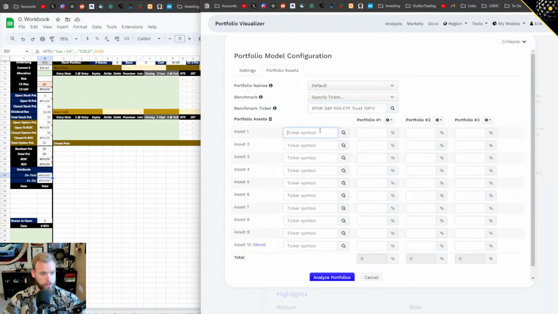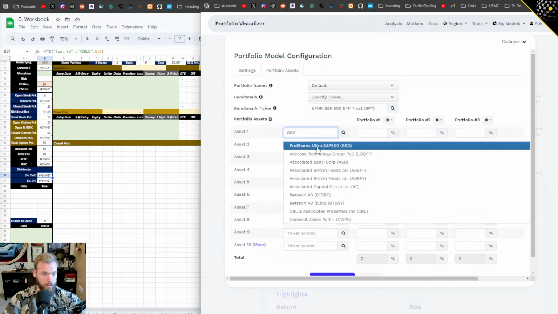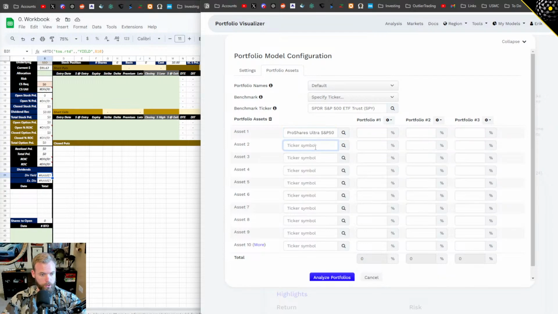So what we're going to do is we're going to drop something like SSO. Then we'll drop, we can only do 3 portfolios. So let's do SSO, let's do UPRO, and then actually, no, let's do SSO, let's do QLD, and then let's do TQQQs. And then it's automatically going to compare it against the S&P 500 up top.